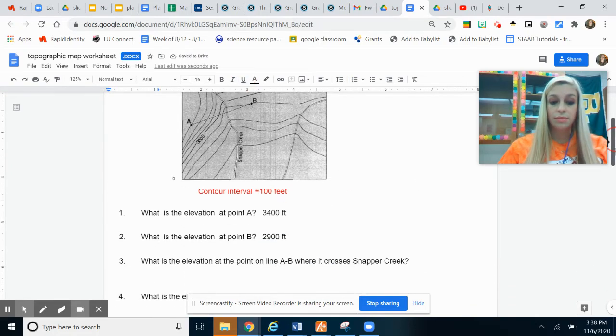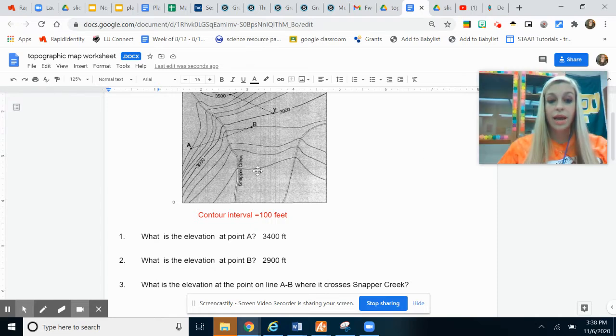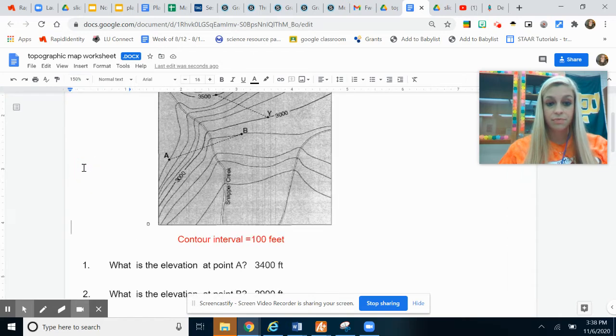All right, number 3 says, what is the elevation at the point on the line where A to B crosses Snapper Creek? So this is Snapper Creek. You can tell because it's labeled. That's the only way I knew. So A to B, that path crosses Snapper Creek right here. So let's look carefully. Let me zoom in a little more so I can make sure I'm talking about this the way I want to.